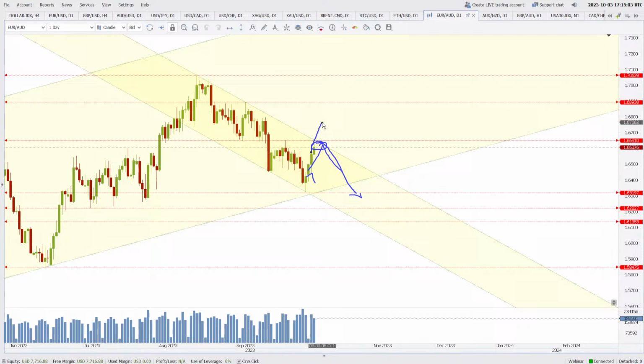If something like this happens, then this will start acting like a good support, because this has been a very good area of interest. You can see here in the past, here, here, and here. So these four touches are suggesting that this is a very important area of interest.